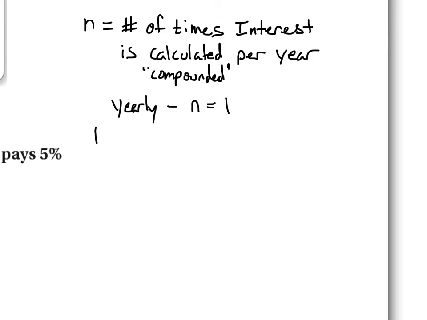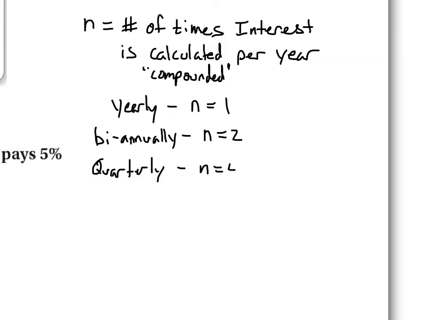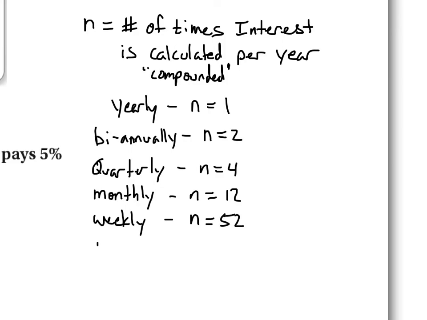If they say biannually, what do you suppose that means? Yeah, 2 times a year. Biannually would be 2 times a year. How about quarterly? N would equal 4 times a year. We could do monthly. Yep, there's 12 months in a year. We could do weekly. How many weeks in a year? 52. We could do daily.